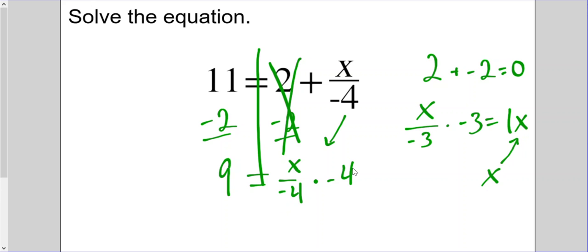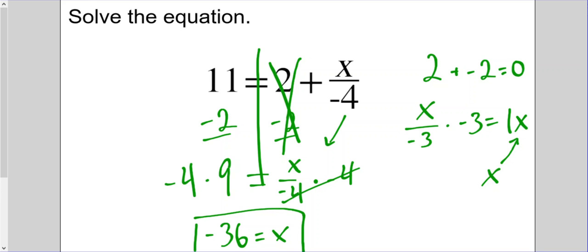So that cancels out, and if I do it on this side, I have to do it on the other side too. So I'm going to multiply by -4 to that 9. That gives me -36 equals x, and that is my final answer. Again, if you're more comfortable writing it on the other side, saying that x equals -36, that is the exact same thing.